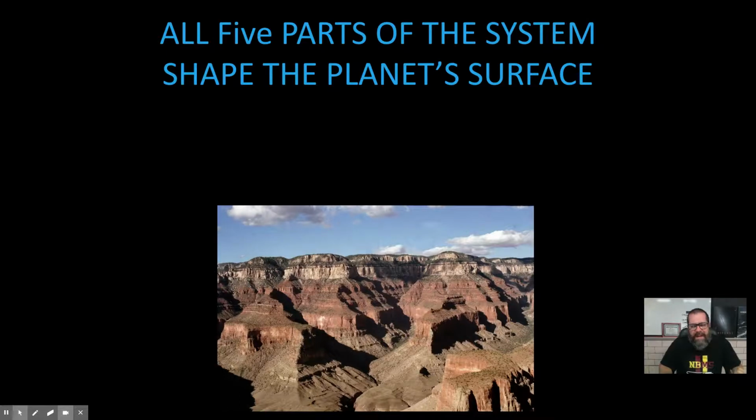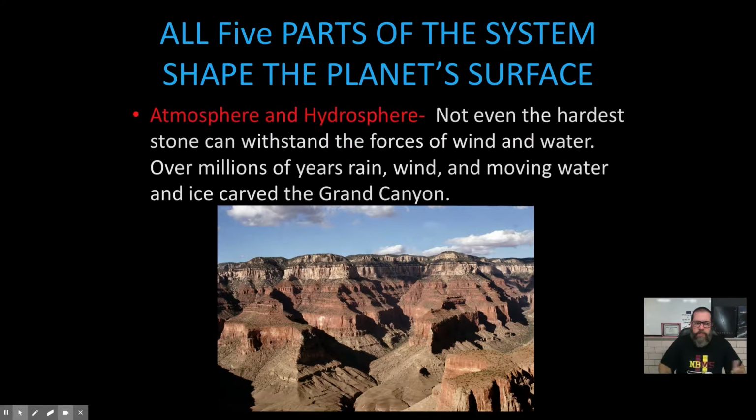So, all 5 parts of the Earth's system shape the planet's surface. Some will do it abruptly, but most of these changes take place over long, protracted periods of geologic time. And one example of an atmosphere hydrosphere interaction is that not even the hardest rock can withstand the forces of wind and water. Over millions of years, rain, wind, and moving water and ice carved the Grand Canyon. Okay, so that's an excellent example of how the atmosphere and the hydrosphere have impacted the geosphere.